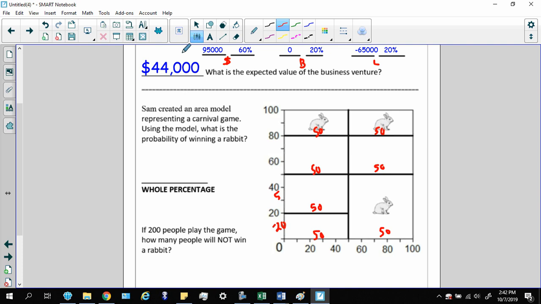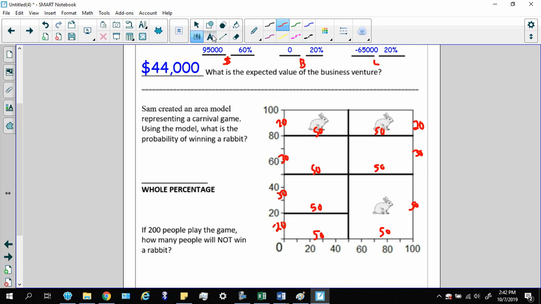Oops, I messed up. That'll be 30 because it started at 20 and goes up to 50. That'll be a 30. This will be a 20. This will be a 20. This will be a 30. This will be a 50.